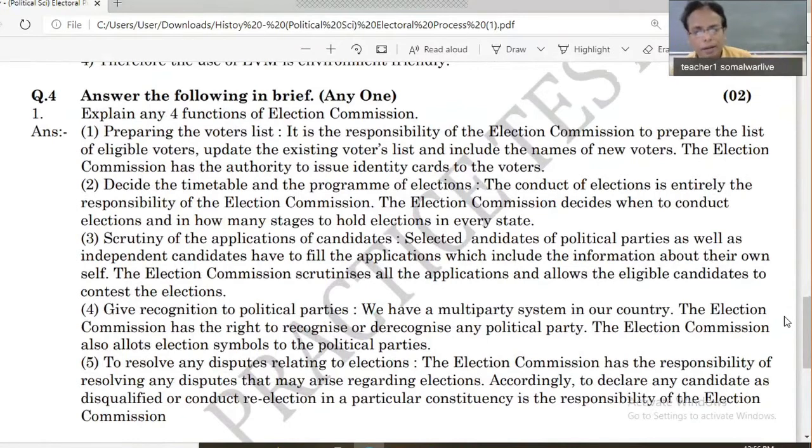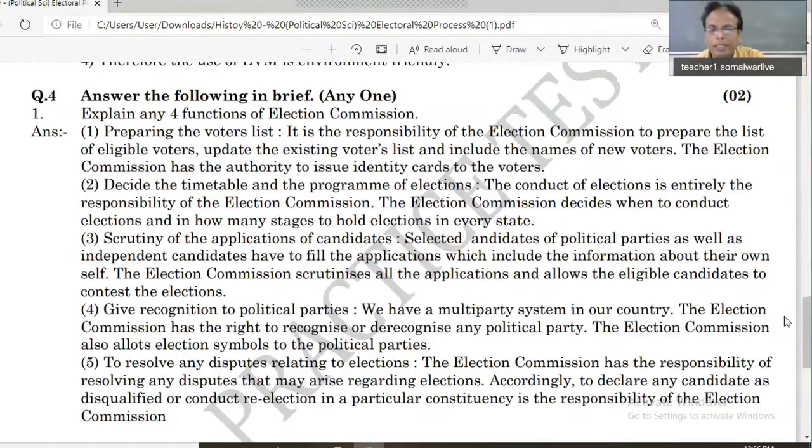So first of all, write the subheading which is given, and then the explanatory part of that subheading. Like here it is mentioned, preparing the voter list. It is the responsibility of the election commission to prepare the list of the eligible voters, update the existing voters list and include the names of new voters. The election commission has the authority to issue identity cards to the voters.